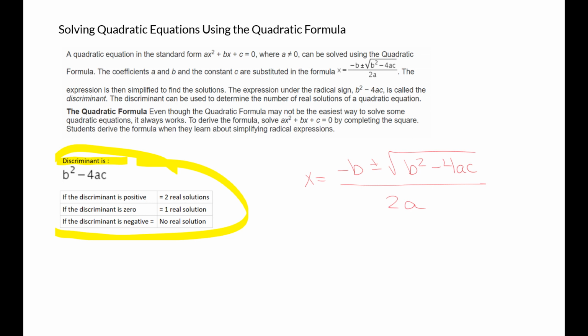If the discriminant is positive, you're going to have two real solutions. If it's equal to 0, you're going to have one real solution. And if the discriminant is negative, you're going to have no solutions.